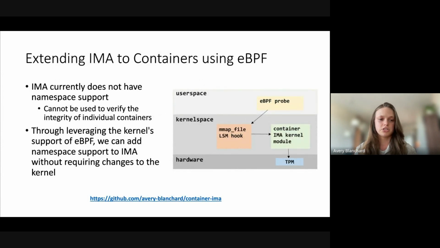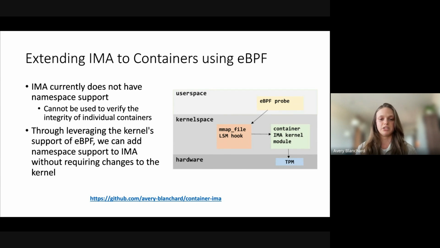And so the first step of finding the solution was extending IMA to containers using eBPF. This was possible through the LSM hook mmap file, which we used in order to grab the files that were mapped as executable through an eBPF hook that we placed, and then setting a callback to the kernel module that we defined to add namespacing to this measurement.